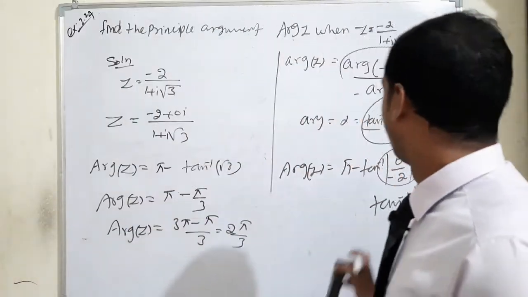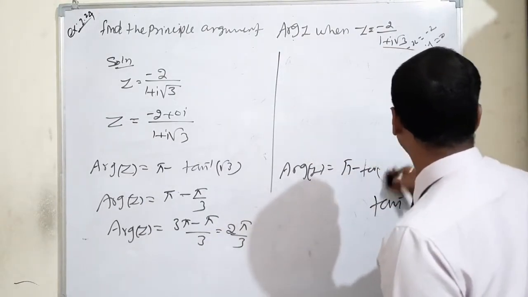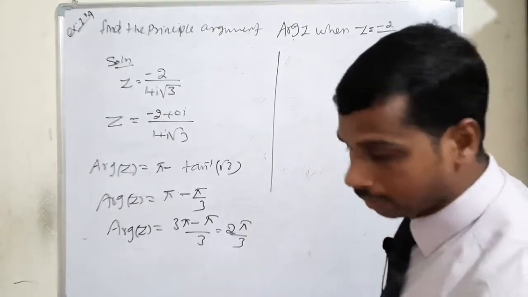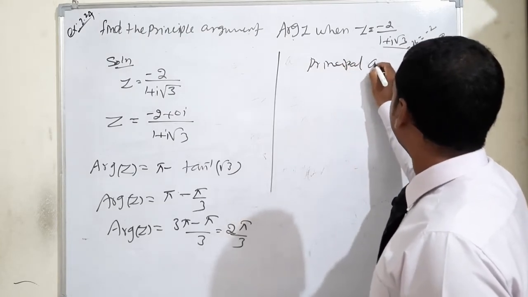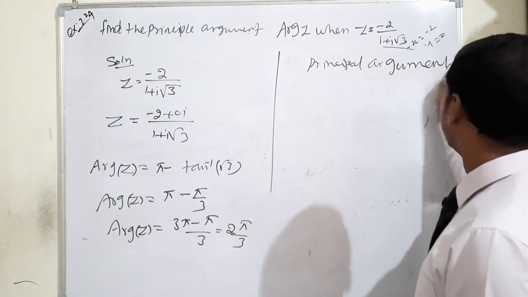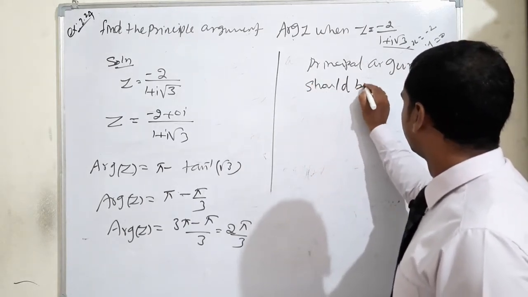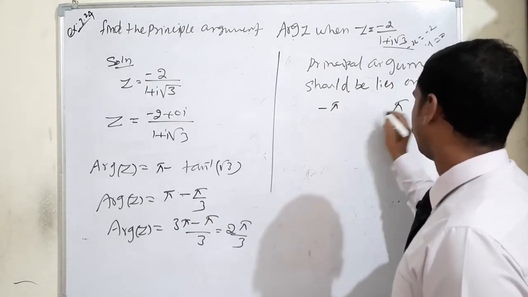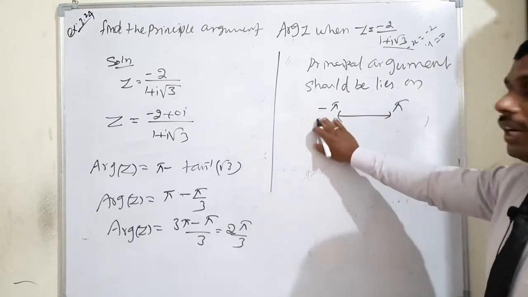So now the question also asks to find the principal argument. The property of the principal argument is that it should lie between minus pi to positive pi. So minus pi to positive pi means positive 180, negative 180.